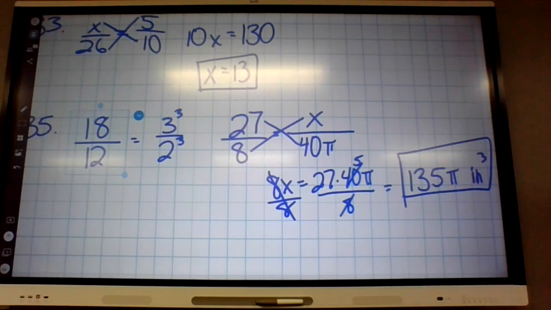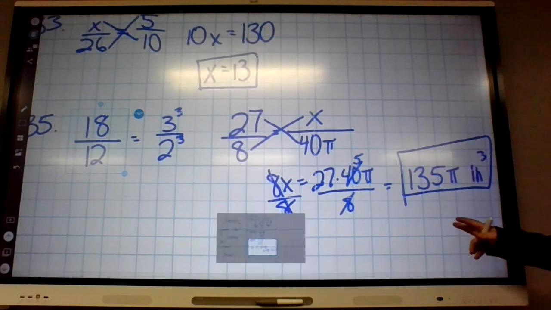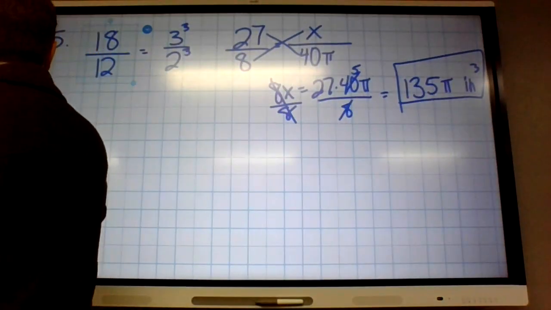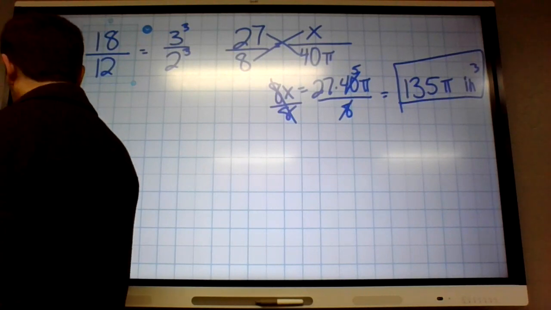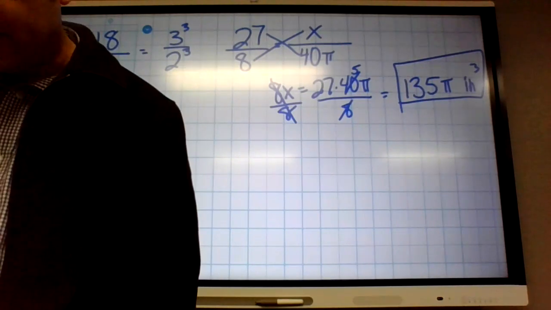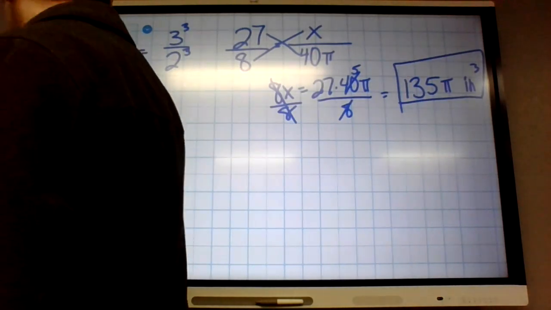Mr. Jordan. Mr. Jordan. We're getting close already. We're doing well here. 36 is a doozy.